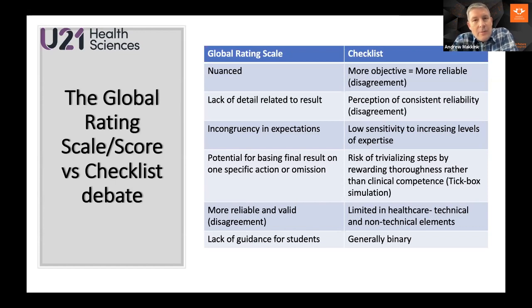Some arguments say that global rating scales or global rating scores are more reliable and valid than checklists, but obviously there's a bit of disagreement about that. And very often the criticism from students is there really isn't much guidance as to what they did right or wrong from a percentage perspective. From a checklist perspective, there's a perception that they are more objective and therefore more reliable, but there's quite a lot of disagreement about that. You'll notice that there's a lot of disagreement about many things in simulation. And there's a perception that there's more consistent reliability. Again, there's disagreement.